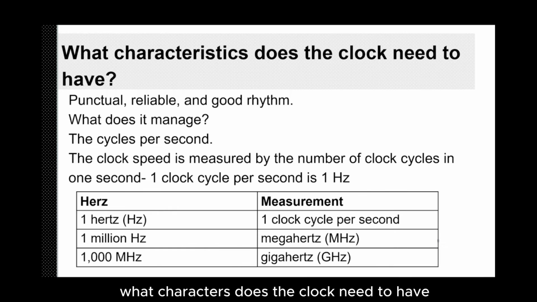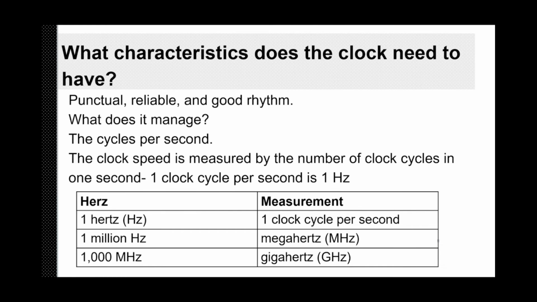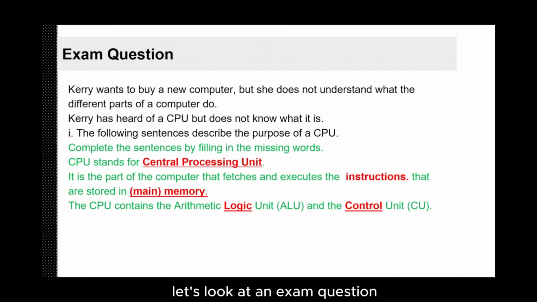What characteristics does the clock need to have? It has to be punctual, it has to be reliable, it should have a good rhythm, it manages cycles per second. So you can pause the video and take some notes. 1 hertz is 1 clock cycle per second. 1 million hertz is megahertz. 1000 megahertz is gigahertz.